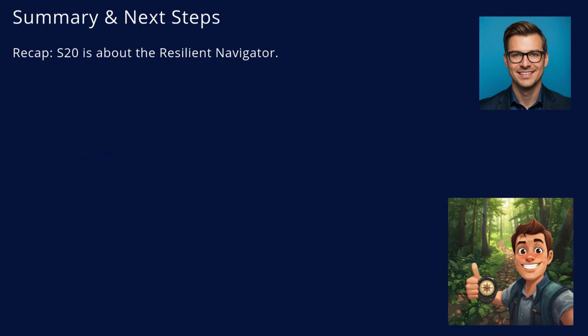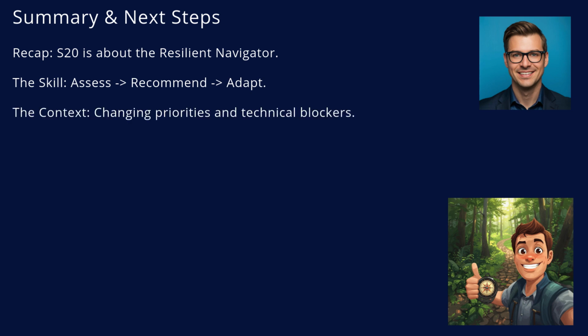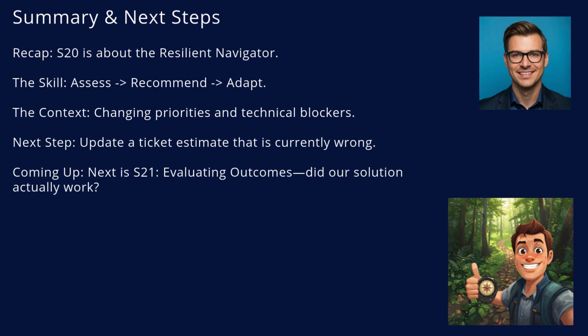We've learned that S20 is about being a resilient navigator. We follow the cycle, assess the change, recommend a new path, and adapt the plan. We embrace the fact that priorities change and blockers happen. Your next step is honest action. Go find a ticket estimate that is wrong and update it. That is adaptation. In our next session, we will look at S21, where we learn how to evaluate if the solution we built and adapted actually solved the original problem. Remember, the plan is nothing, planning is everything. Be ready to change. See you next time.